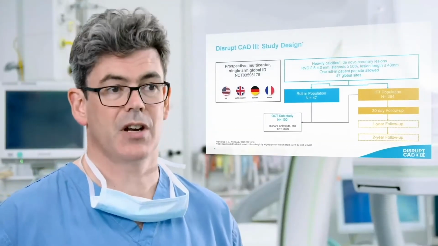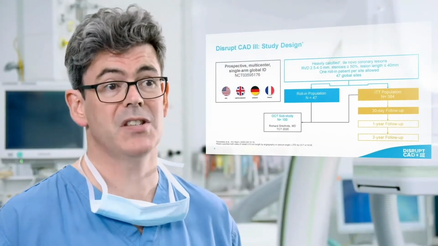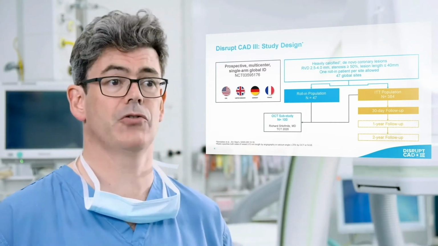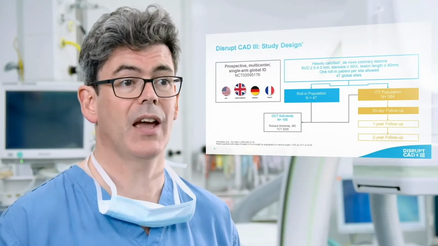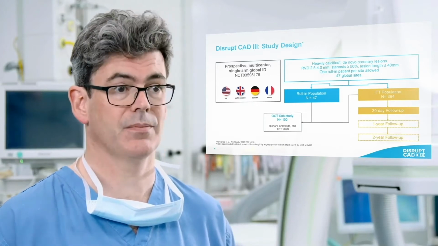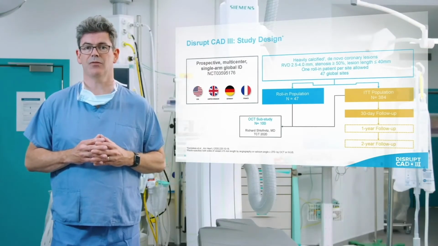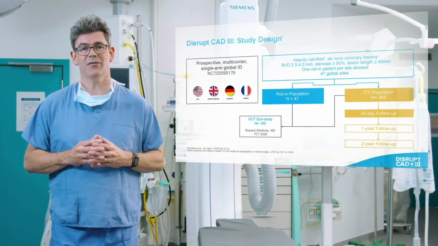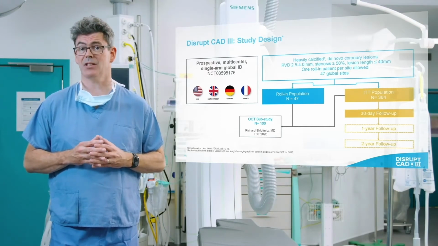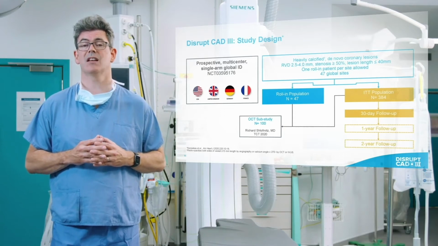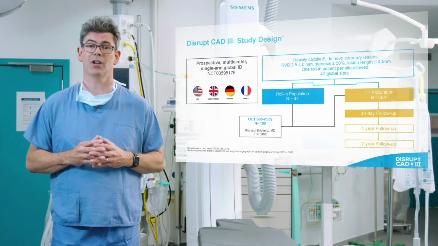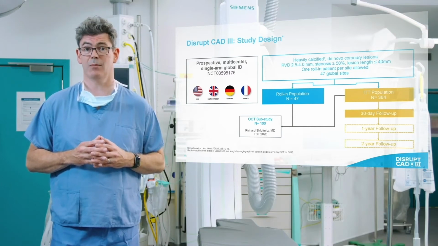The CAD3 study design is a prospective, multi-center, single-arm global IDE study performed in 4 countries: the US, UK, Germany, and France. Patients with heavily calcified de novo coronary lesions were enrolled. This definition includes radioopacities on both sides of the vessel extending at least 15 millimeters in length by angiography, or a calcium angle of at least 270 degrees by intravascular imaging.